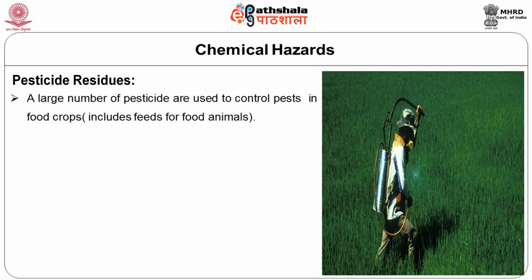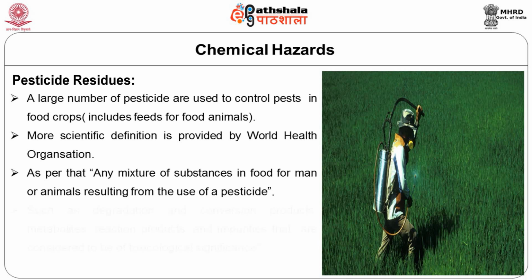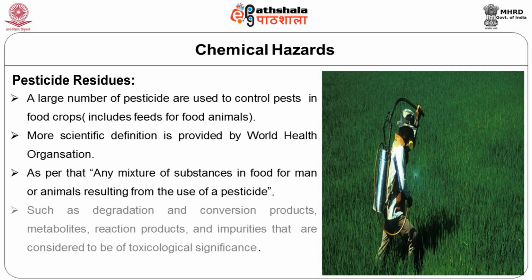WHO gives a more scientific definition for pesticide residues. As per this WHO definition, any substance or a mixture of substances in food for man or animals resulting from the use of a pesticide, and includes any specified derivatives such as degradation and conversion products, metabolites, reaction products and impurities that are considered to be of toxicological significance, is the one that becomes a pesticide residue.